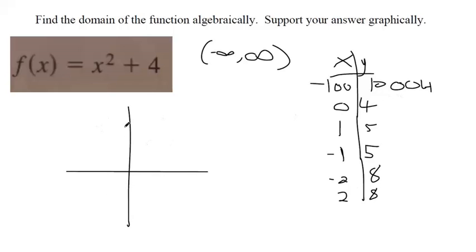0 on the x, we should cross at 4 on the y. Put a dot there. 1 on the x, we should cross at 5 on the y. Negative 1 on the x, we should be at 5 on the y. So here's negative 1, here's 5. And you can see the parabola forming.